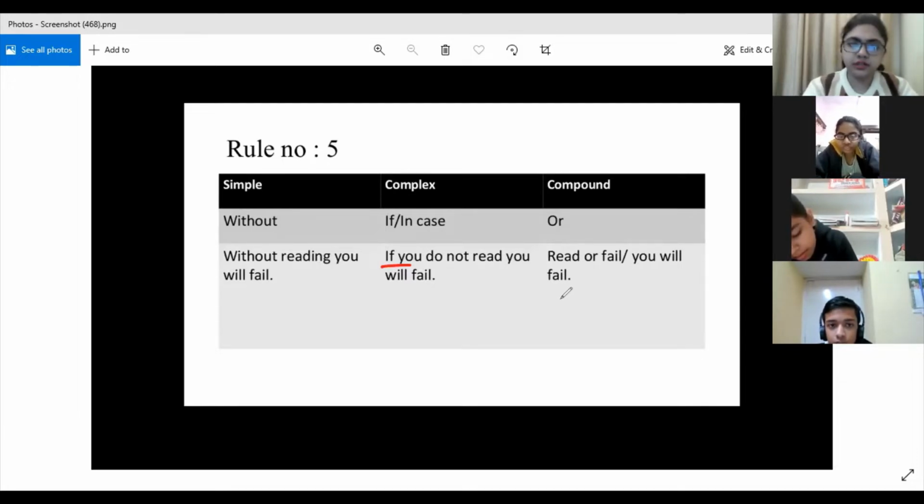So there's a condition, right? In a simple sentence, how do you express a condition? By using the word without. That without doing this, you cannot achieve a certain result. That is a condition. And how do you express a condition in a complex sentence? With the use of the word if, conditional sentences, right? And how do you express a condition in a compound sentence? With the use of or, the conjunction or. Okay, so you will fail without reading. If you do not read, you fail. Read or you will fail.